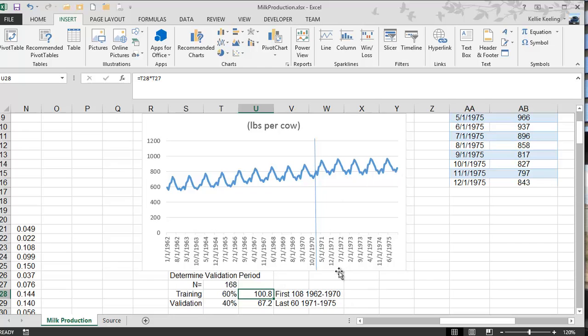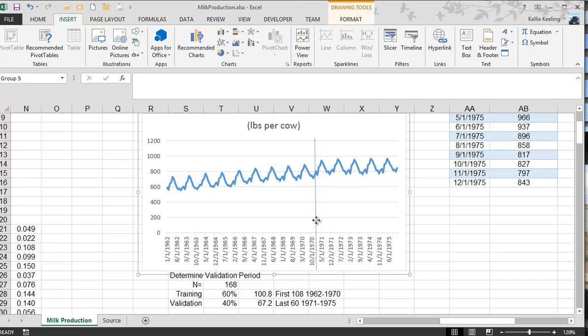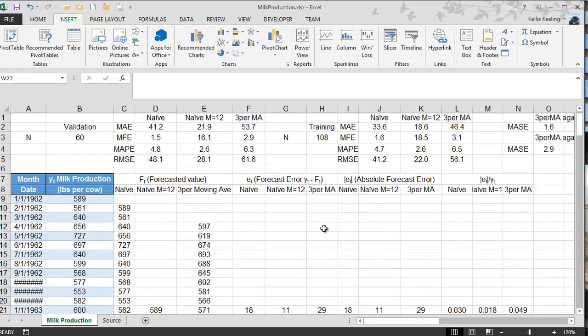So that's how I decided to divide this up, and I just put a line here to show me where those are dividing. In Excel you can't do reference lines like we could in JMP, but you can just drag a line on top of the chart if you would like. So then I have my data over here, and I created 3 different forecast values.